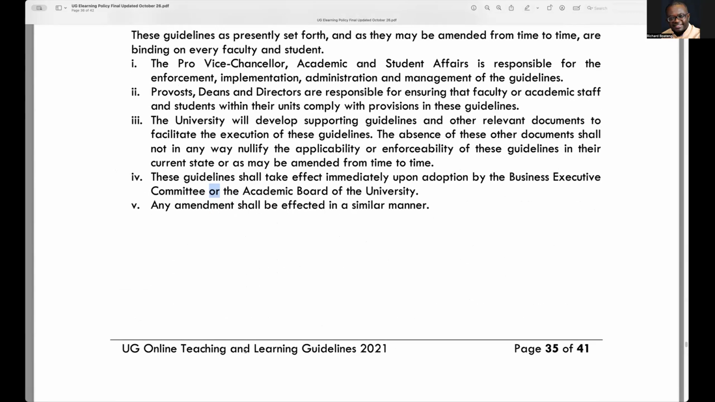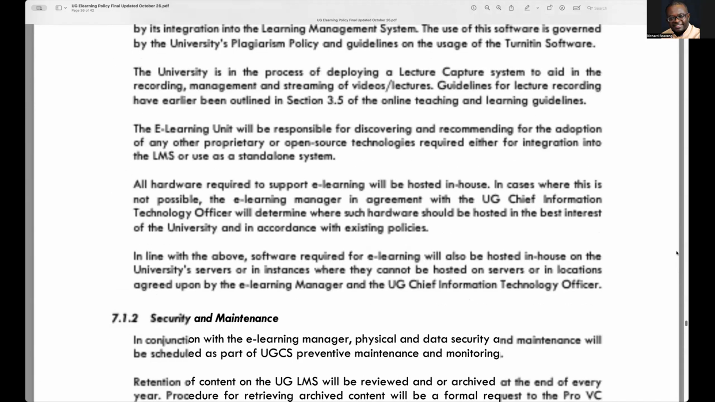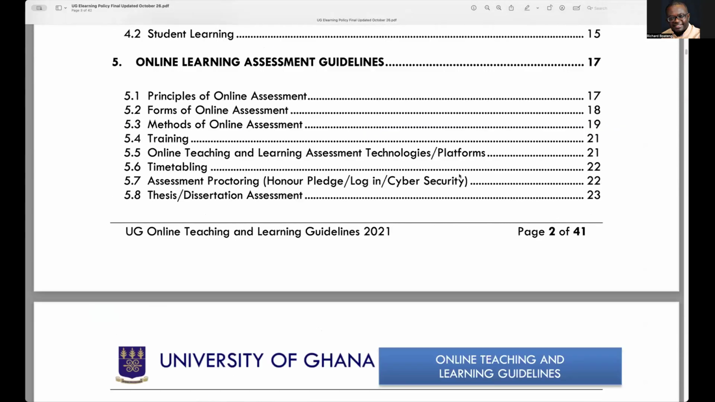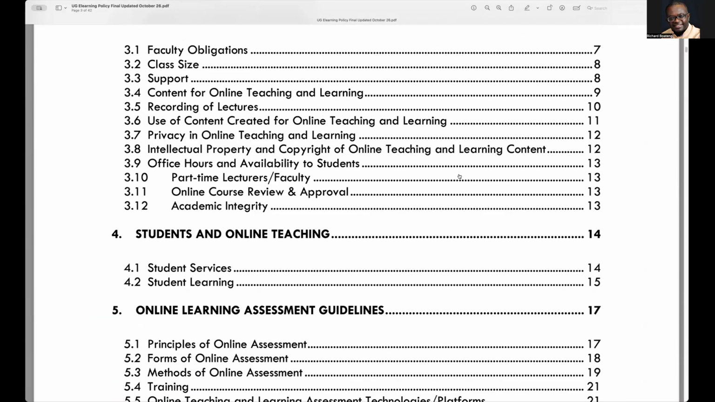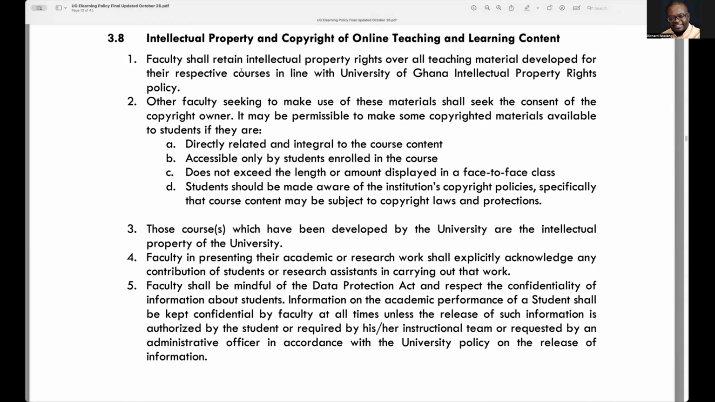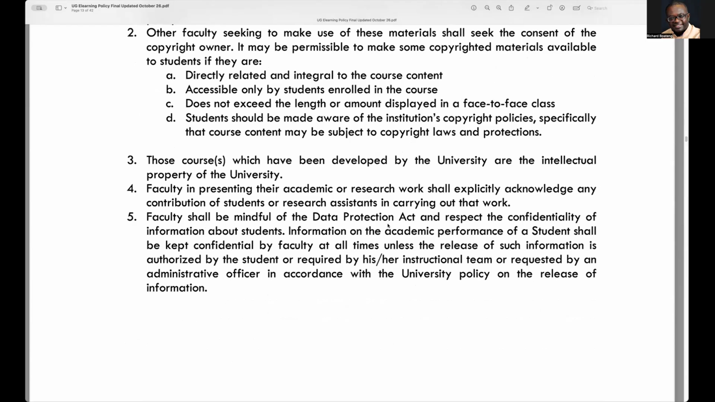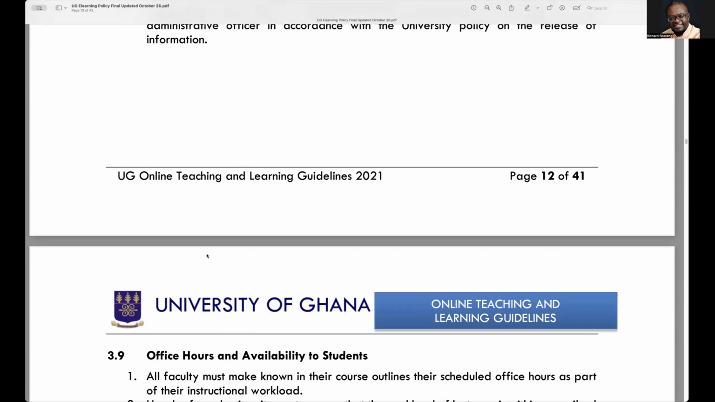We engaged the lawyer because there is a part about photocopying, about reproduction of things, and what the rules say. So where is it? Copyright issues, 12. Faculty shall retain the intellectual property rights. Okay, this one is there. Data Protection Act: be mindful of the Data Protection Act and respect the confidentiality of students here.